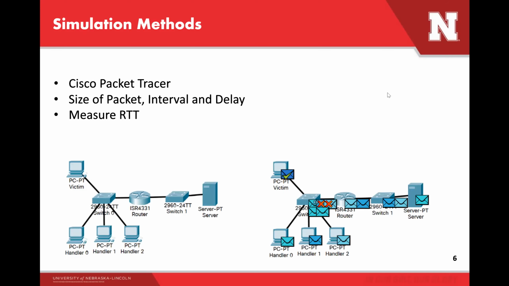So what I'm going to go into now is the simulation method using Cisco Packet Tracer. For this, we'll go into the actual simulation software, and I'll talk about the size of the packet, the interval, and the delay of the packets for the victim, and then the three handlers we have on the bottom here. This simulation is basically going to measure the round trip time from sending the packet from the victim to the packet coming back from the server.